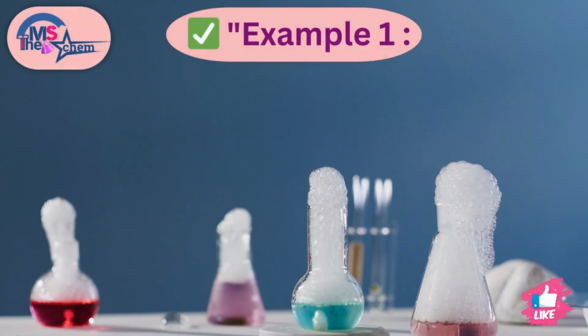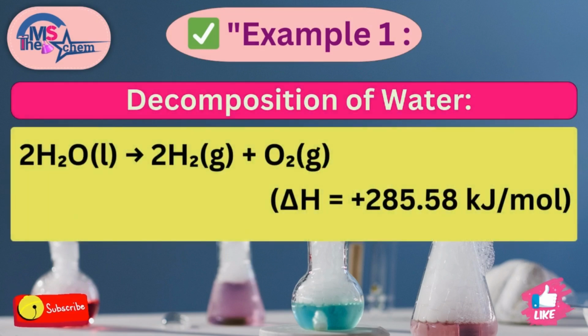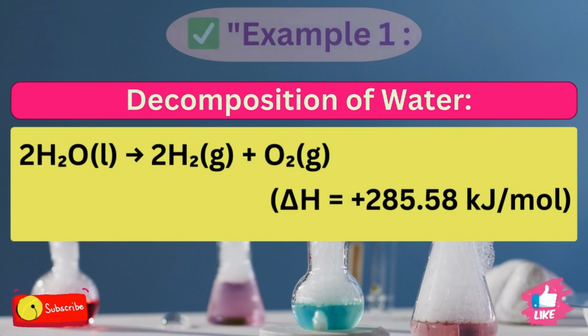And now the example from the chemical reaction. Here the decomposition of water is given. In this equation you can see that water decomposes to hydrogen and oxygen. So ΔH is positive, meaning that energy is absorbed into the system. So ΔH is positive 285.58 kJ per mole.